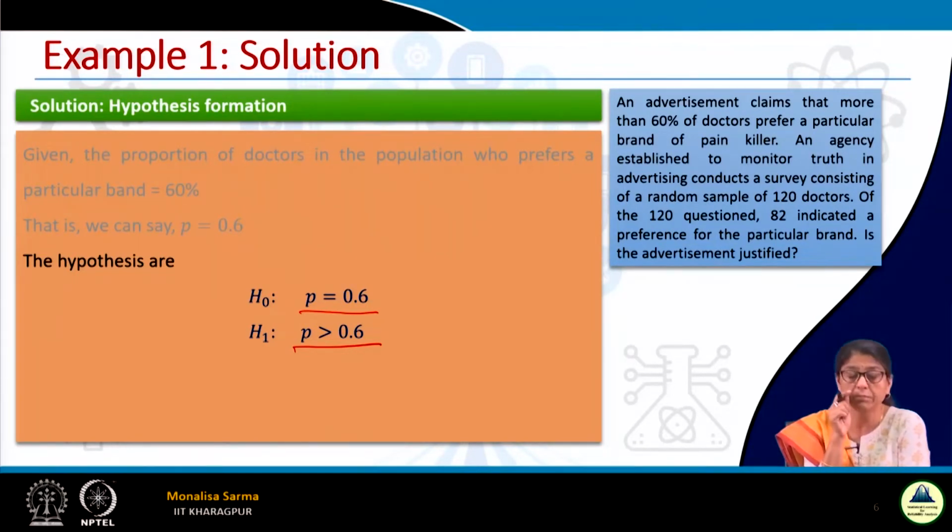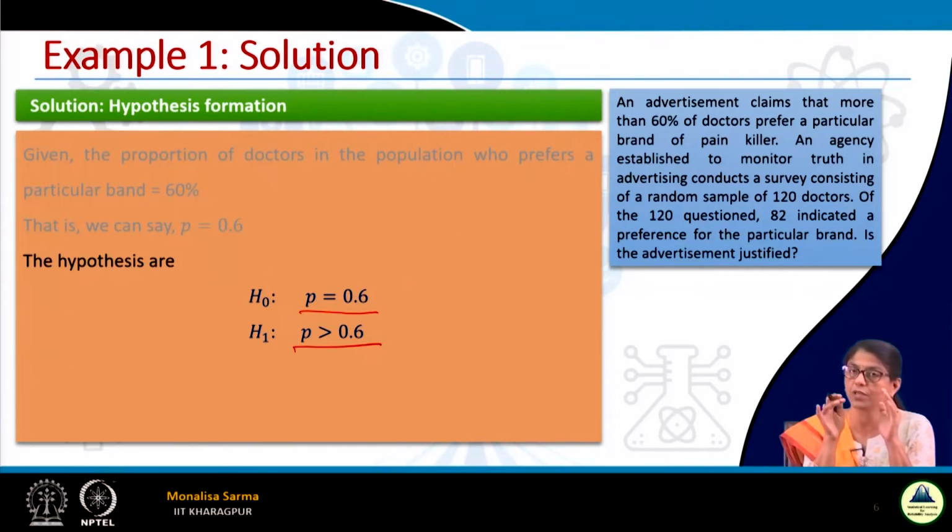Suppose in this same example, instead of the third party, the particular manufacturer who has advertised wants to do this experiment and check. How would he have formed the hypothesis? The manufacturer believes that 60% of doctors prefer this brand. He believes that, so for him the status quo is that it is greater than 0.6. So he wants to check whether it is less than.